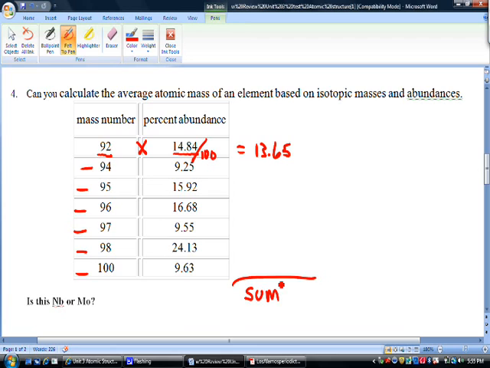Well, by looking at that average atomic mass and your periodic table, you should be able to decide which of these elements we are representing here.